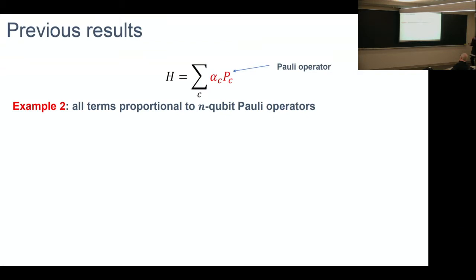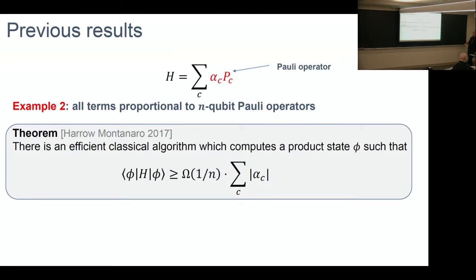Another situation you might consider is when the terms are not positive semi-definite, but let's say they're proportional to n-qubit Pauli operators. Again, Aram and Ashley Montanaro showed that you can efficiently compute a product state which achieves a 1 over n fraction of the 1 norm of these coefficients.